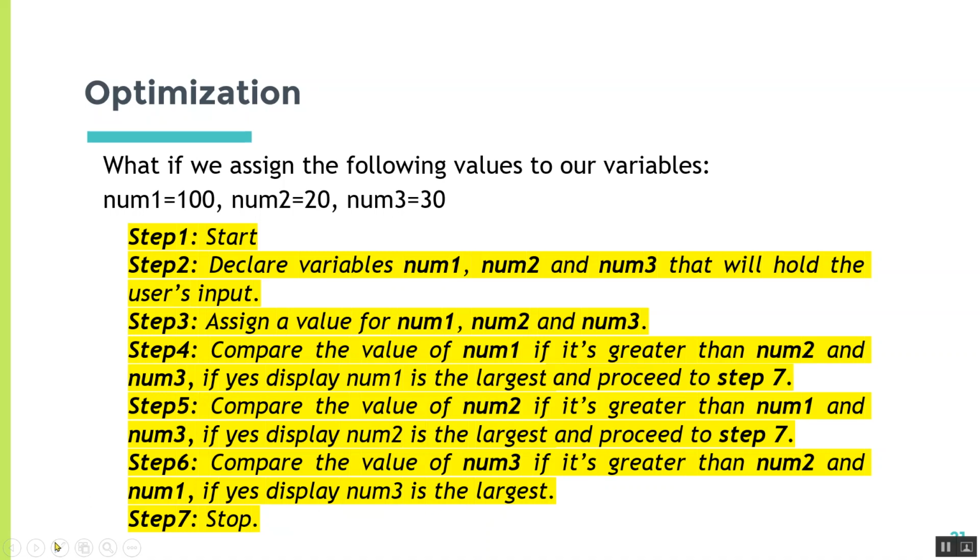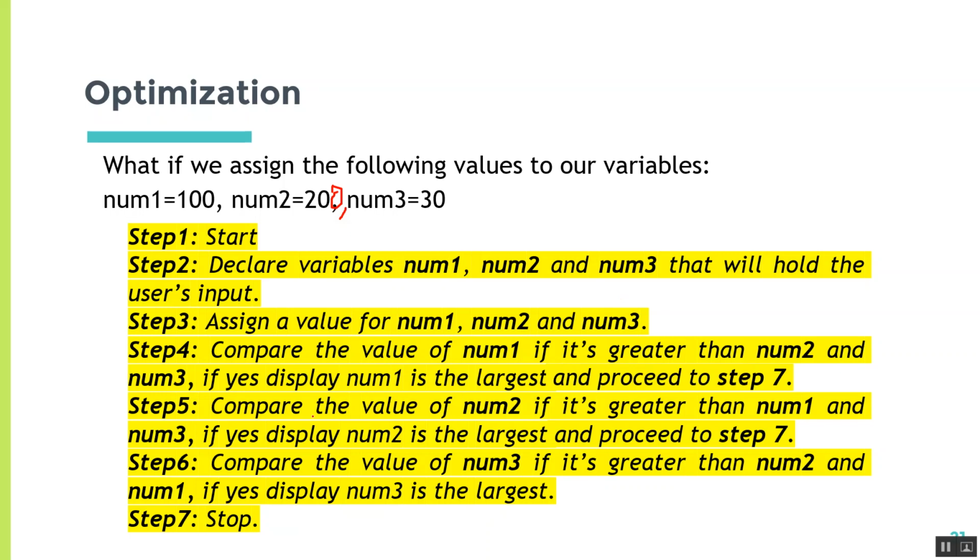Let's say, what if num2 is 200? Now compare the value of num1, which is 100, if it's greater than num2, 200. Since num2 is 200, we will not display num1 is the largest. So we will proceed to step 5.